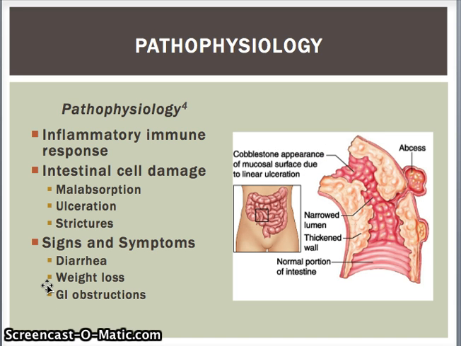The pathophysiology of Crohn's begins with an inflammatory immune response that causes cell damage characterized by malabsorption, ulceration, and strictures, along with other GI abnormalities. And this can usually be diagnosed with signs and symptoms including diarrhea, weight loss, and abdominal pain.